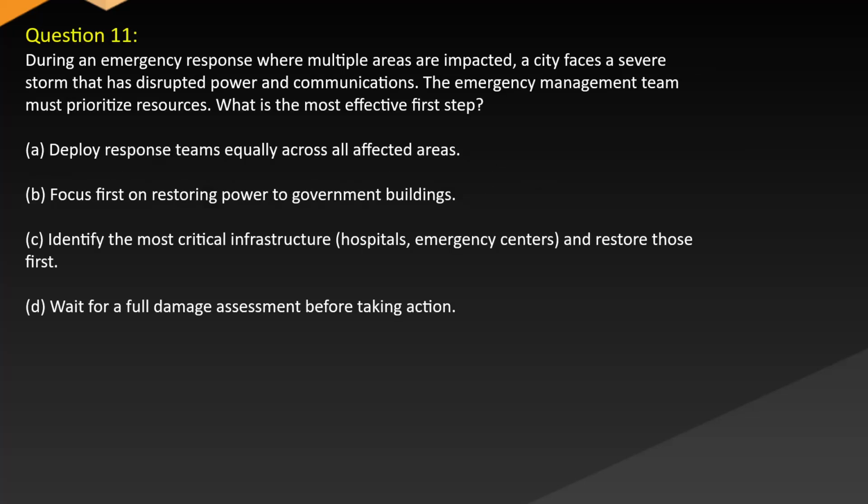Question 11. During an emergency response where multiple areas are impacted, a city faces a severe storm that has disrupted power and communications. The emergency management team must prioritize resources. What is the most effective first step? A. Deploy response teams equally across all affected areas. B. Focus first on restoring power to government buildings. C. Identify the most critical infrastructure, hospitals, emergency centers, and restore those first. D. Wait for a full damage assessment before taking action.